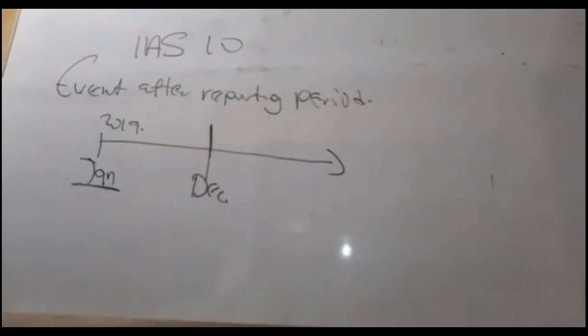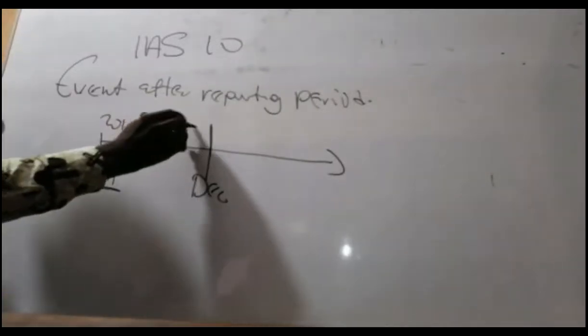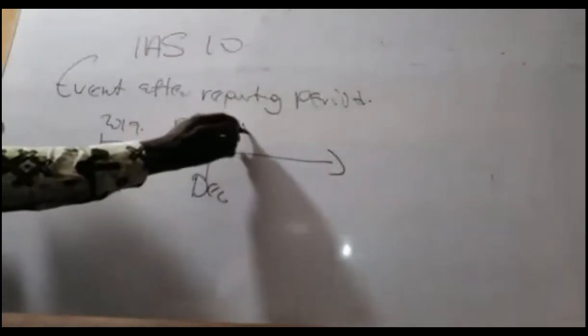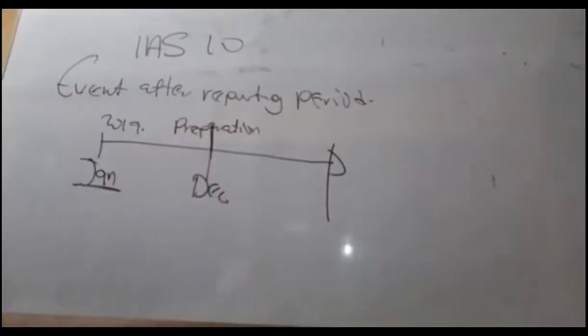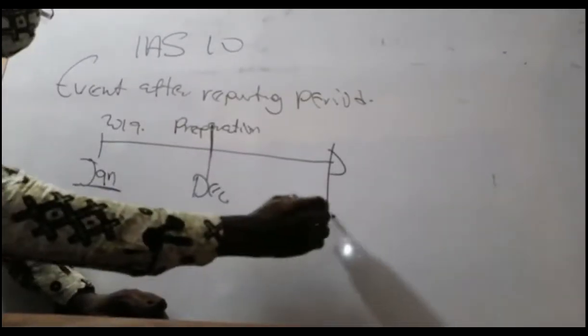Must be what? Prepared. So you call it the preparation date. That's where they prepare the financial statements. Then, when do you think they will publish the financial statement? Is it the same day or maybe 2 weeks later? When will they publish the financial statements? They publish in January. Okay. In fact, by the end of the first quarter of the next period, the financial statement must be ready. So they'll publish it at the end of what? March.